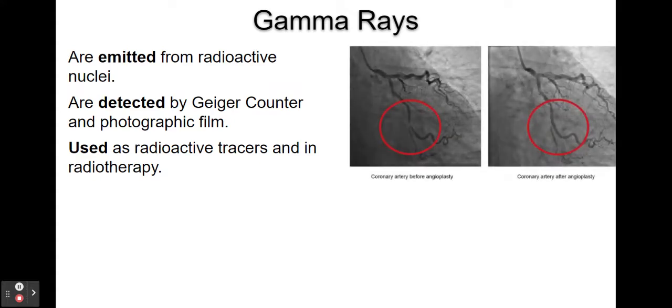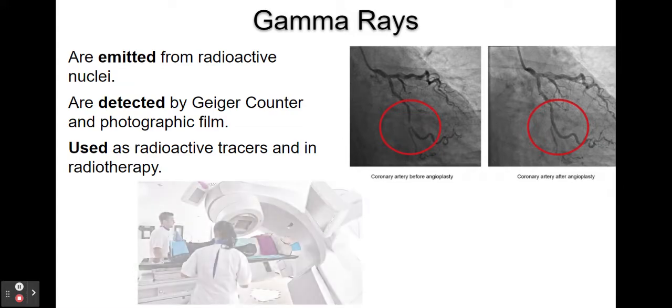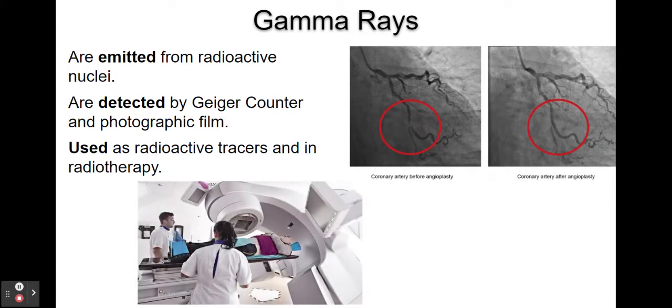So this picture here on the right hand side is a picture of an angioplasty being done where a radioactive liquid is injected into the patient's arteries, and it can then be viewed outside the body to show up any blockages in the arteries. This picture here shows a patient undergoing radiotherapy.